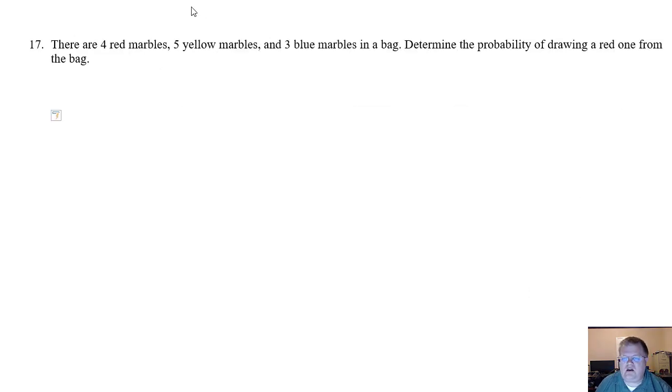Number 17, we're given a bag of marbles, and we're asked to look at drawing the probability of a red one from a bag.